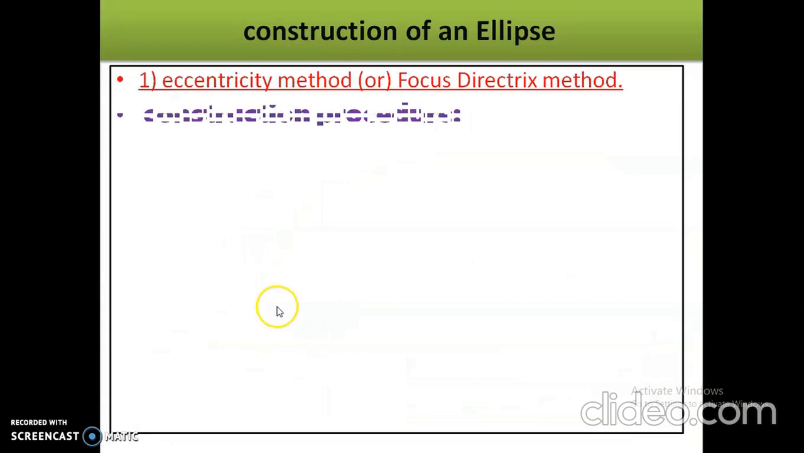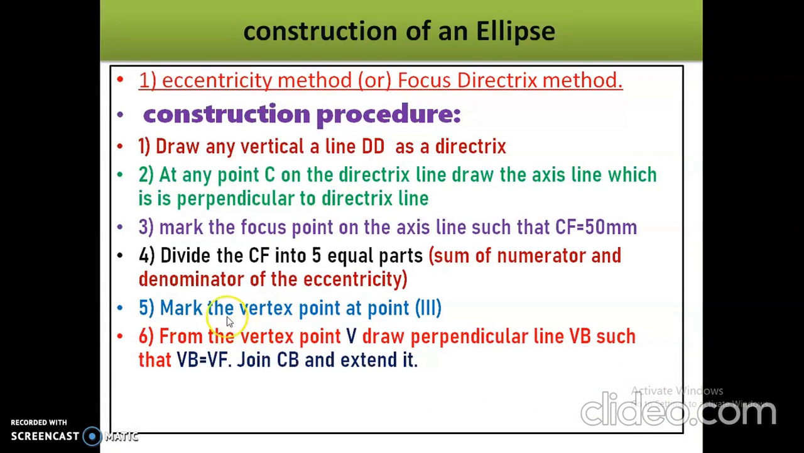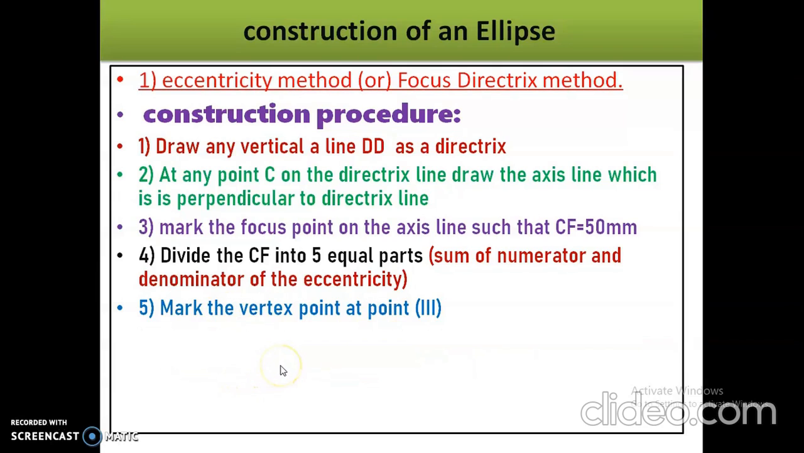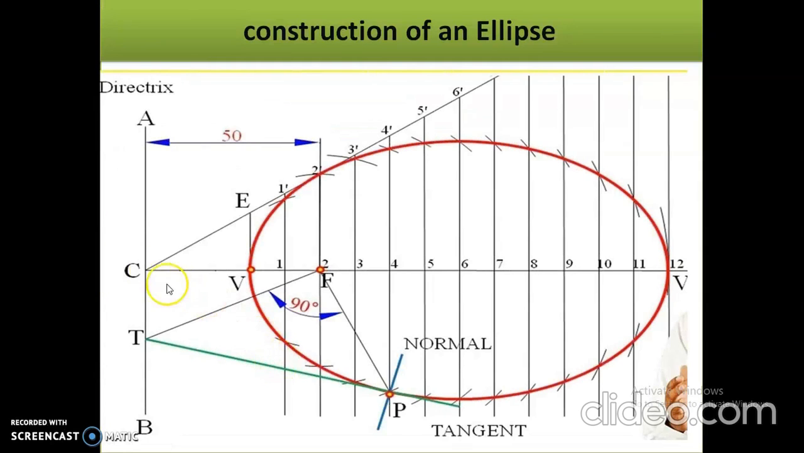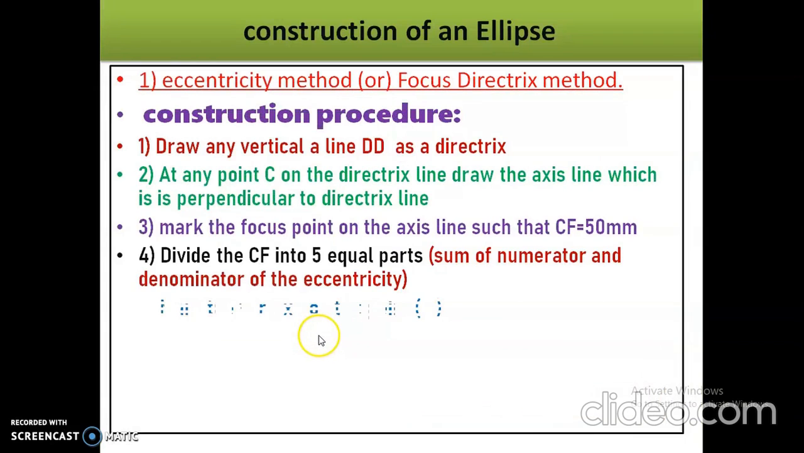Once again, listen. From the vertex point, we draw the perpendicular line VB such that VB is equal to VF, and join CB and extend it. See here, join C and B, with this point considered as B instead of E, and extend it like this. That is the sixth point.